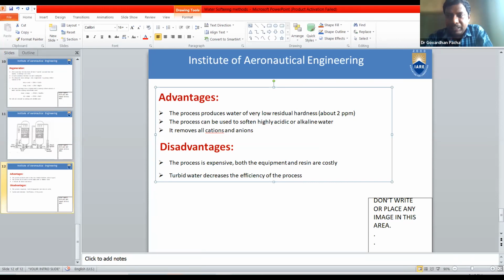Okay, ma, tell me, what is the second disadvantage of ion exchange process? What is the second disadvantage, Amma? Decreases the efficiency. For which type of water? Turbid water. Okay, Amma, very good. Turbid water decreases the efficiency.